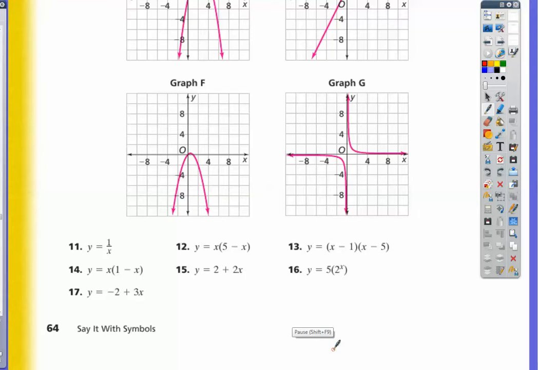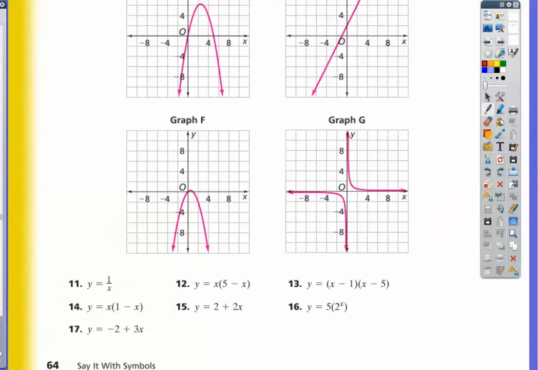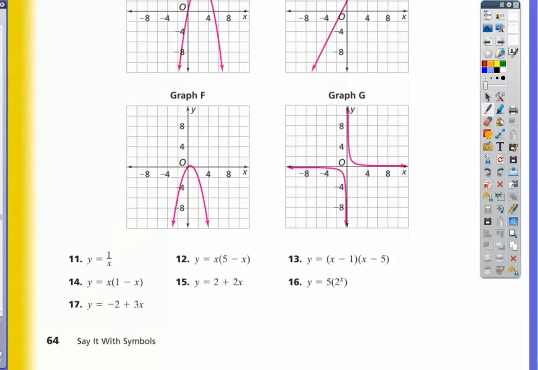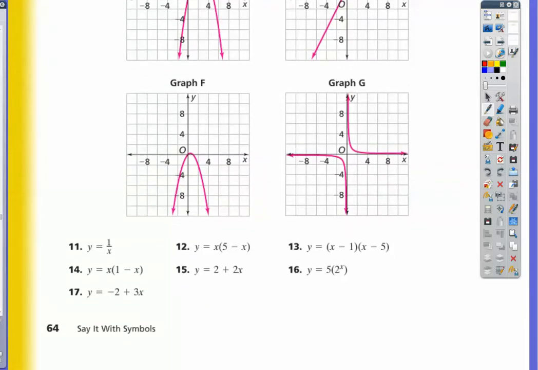Problems 11 through 17, we're being asked to match graphs with equations, among some other things. So, let's take a look. Actually, that's all we're doing. So I know number 11 has to be, well, before we even talk about that, let's identify the relationships.